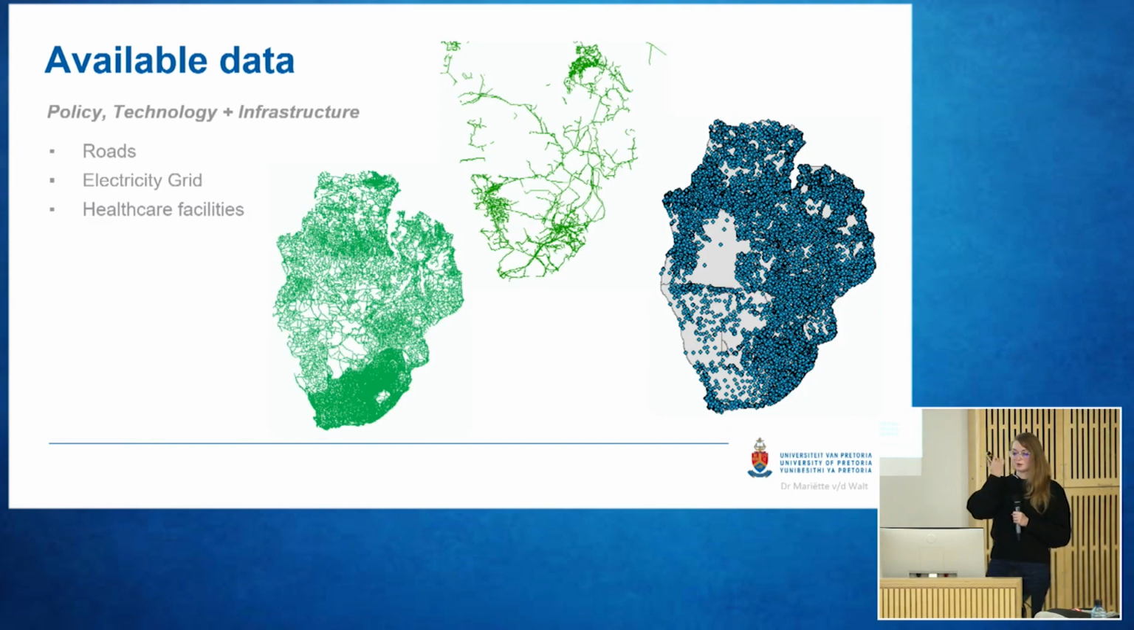Then you also have your policy, technology, and infrastructure data sets that you are interested in. So there are roads, electricity grid data sets, and also healthcare facility data sets, which I think is quite necessary to have when you're doing risk-based investigations, because you want to know how many and what types of healthcare facilities are in your area in the case that should something happen.